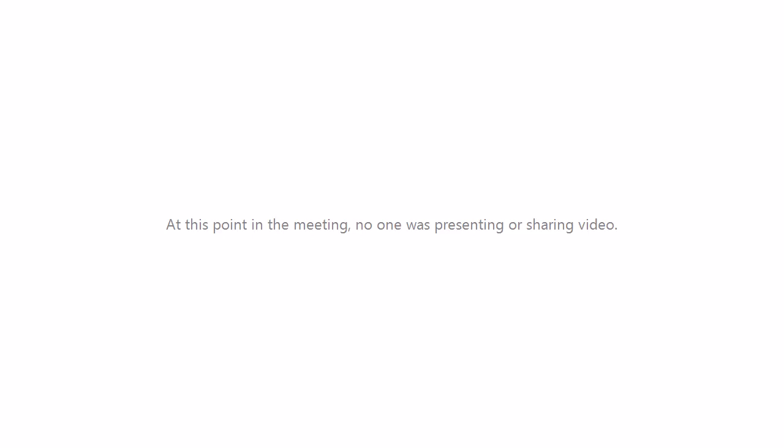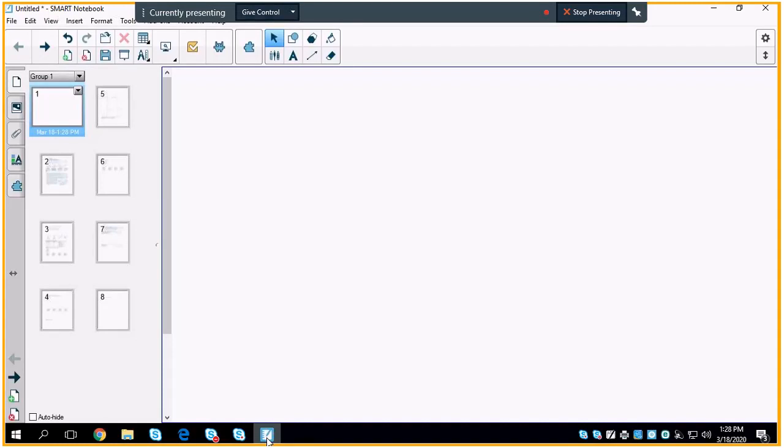Good morning. Today we're going to talk about exponential functions. What is an exponential function? A function of the form f(x) = b^x is called an exponential function.